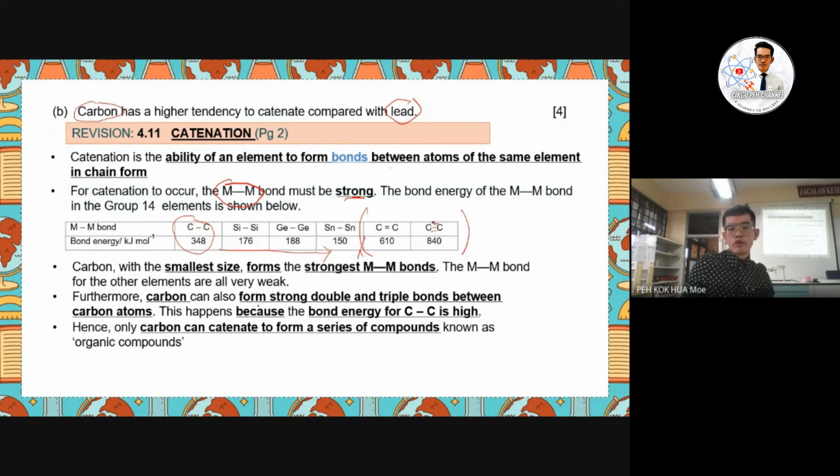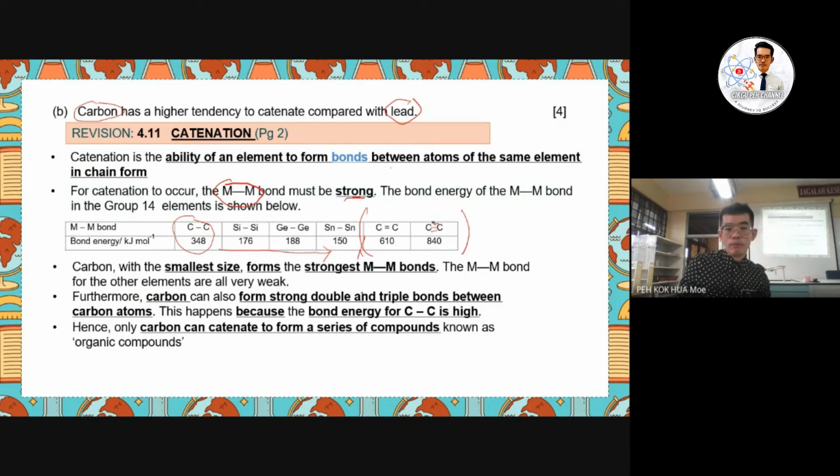Carbon can also form strong double and triple bonds between carbon atoms. This happens because the bond energy for C to C is very high. You can see that the single bond is 300 plus. When going to double bond and triple bond, it gets higher. So the bond energy is higher. Hence, carbon can catenate to form a series of compounds known as organic compounds.